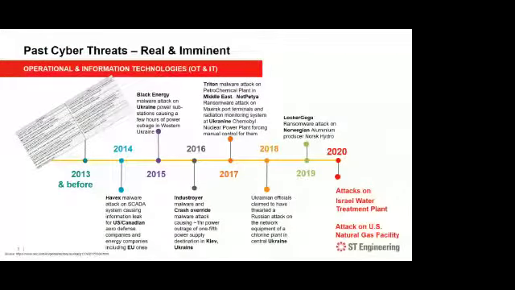So, what are the impetus for the change? Essentially, there are 2 to 3 main reasons. Firstly, the threats are real and coming fast. These are just some of the attacks that happen over the years. Typically, there are 2 sources of threats, internal and external threats.